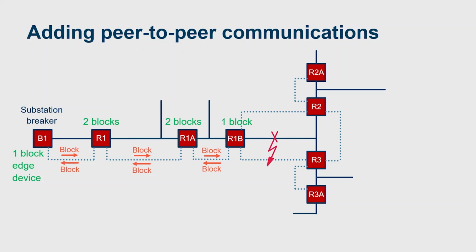It waits to receive any more blocks. It will not receive them. And it will trip after a 3-cycle delay. It would continue testing the line and eventually go to lockout if the fault was permanent. You can see that we're going to achieve selectivity here using peer-to-peer communications. And this blocking scheme is beautiful because it would apply to any topology.